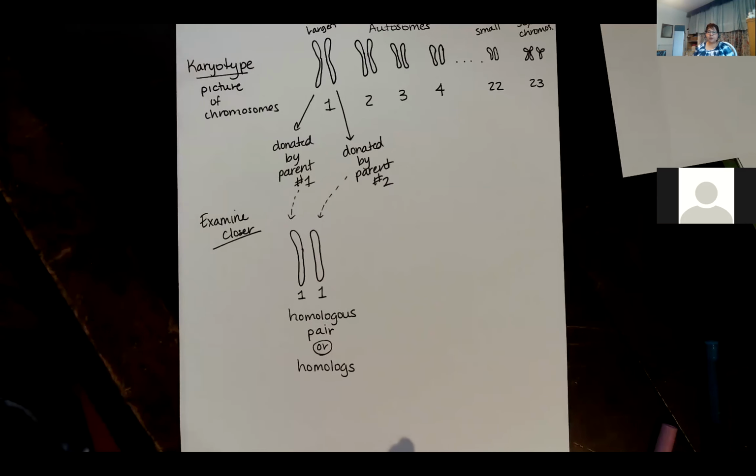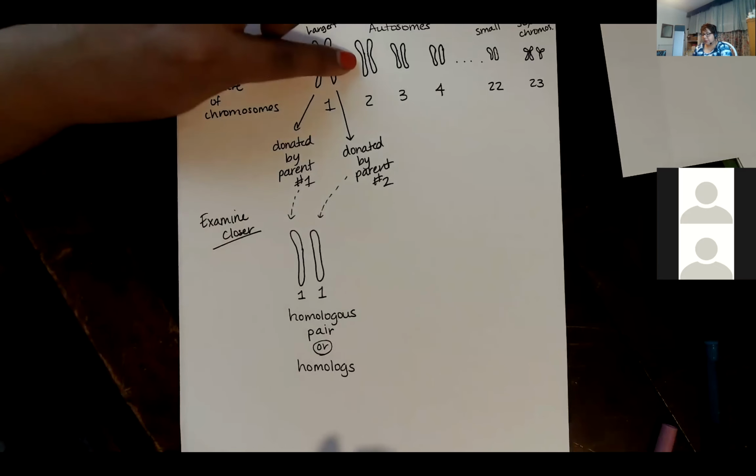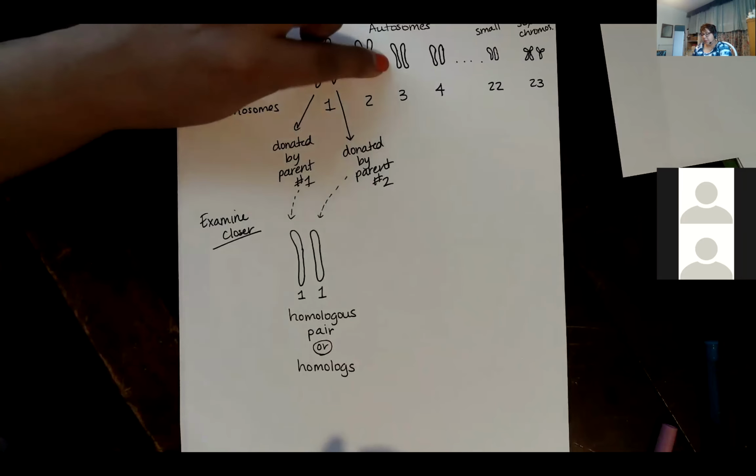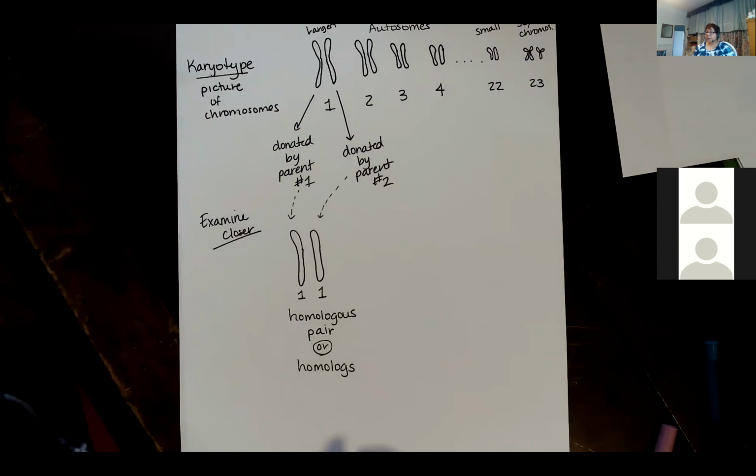So a homologous pair, or homologs, just means the same chromosome number, but from different parents. For example, in my diagram up here, these would be homologs, chromosome number 2. These are homologs, but number 3, homologs number 4, all the way down the line. So homologs just means the same chromosome number donated by your parents.